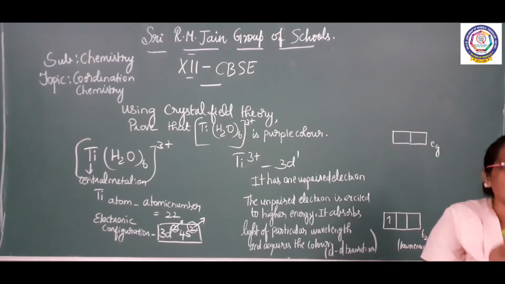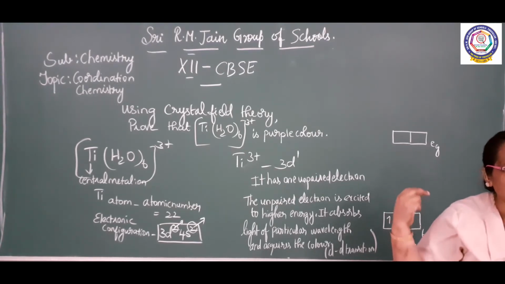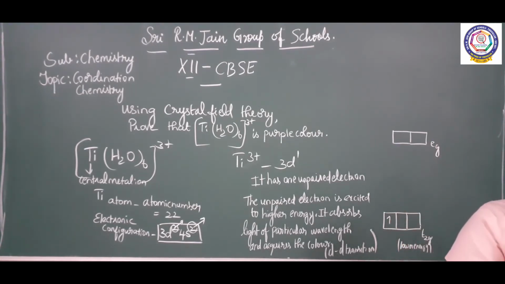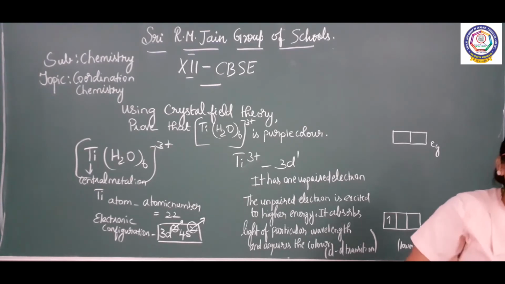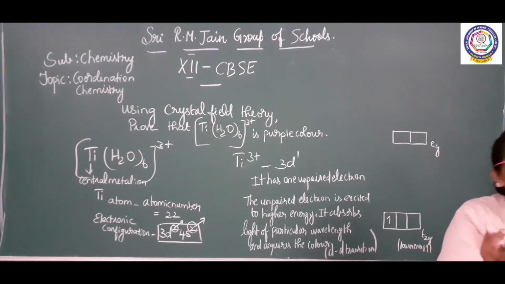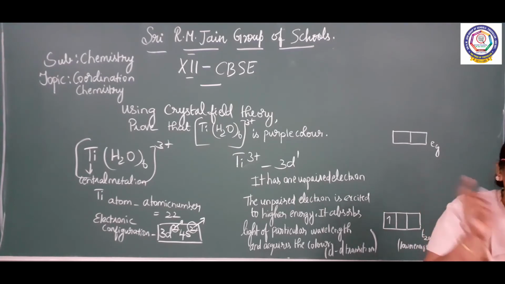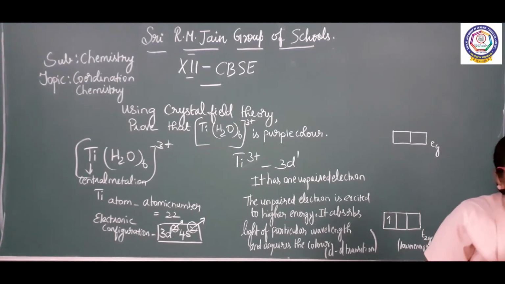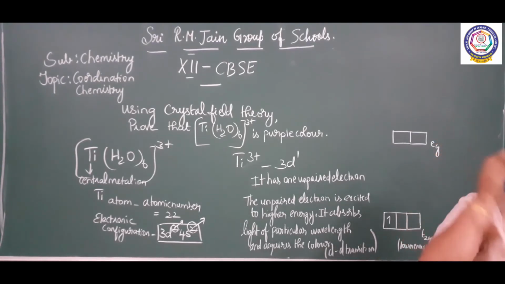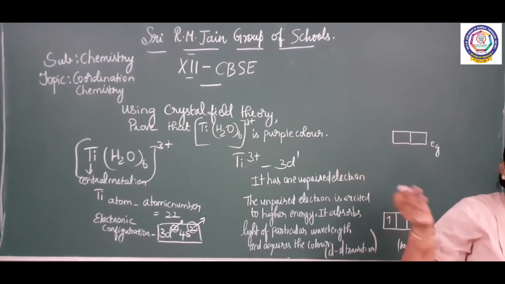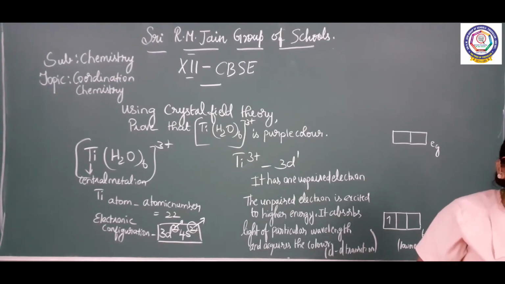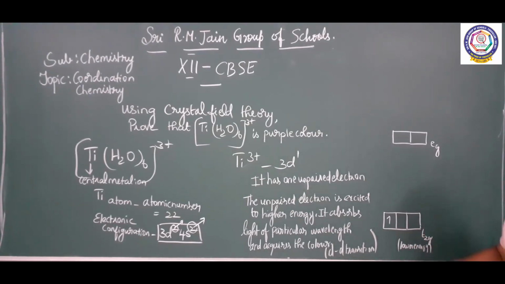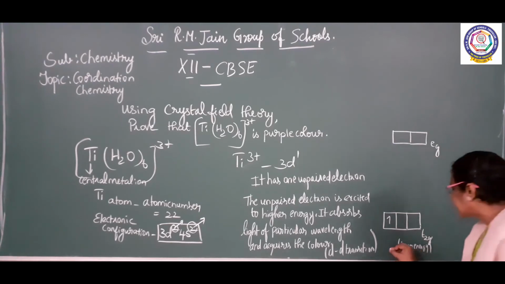When the electrons are excited from the lower energy level to the higher energy level, they absorb light of a particular wavelength and the complex gets the color. So unpaired electrons play a greater role in forming colored complexes. Only these unpaired electrons are excited from the lower to the higher energy level, absorb light of a particular wavelength and acquire color. Here there is only 1 electron in the lower energy orbital in titanium 3+. We can call this the ground state.